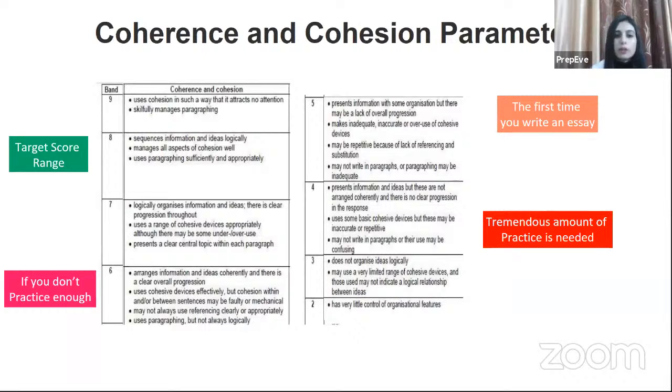So referencing, in terms of the coherence and cohesion parameter in your IELTS writing, basically means that you are referring to a person or an object or a thing that you have already spoken about in the previous sentence without using the same word again. So instead of repeating Ram: Ram goes to school. He comes back home and completes his homework. Again, he and his. Then he would go out and play. He would then come back home and sleep. Okay, so you get the point?